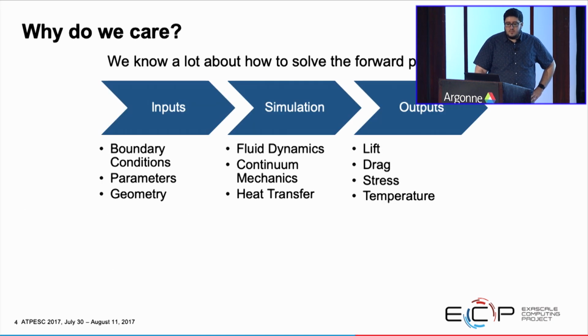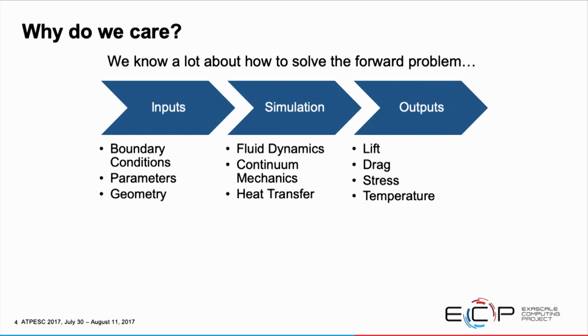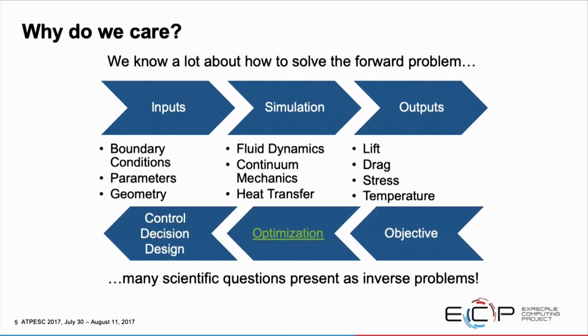Most importantly, though, why do we care about optimization? We've spent most of the day talking about forward problems where we have some physical system, we feed inputs into it and compute the outputs. But a lot of scientific questions appear as inverse problems where we have some output of a physical system that we want to manipulate, and we want to find the inputs that achieve the results we want.